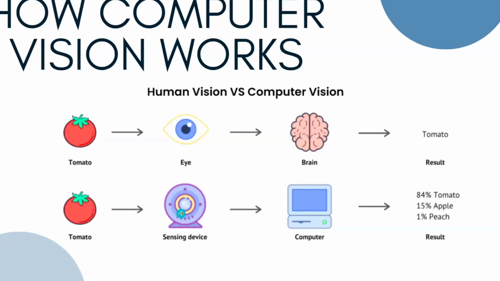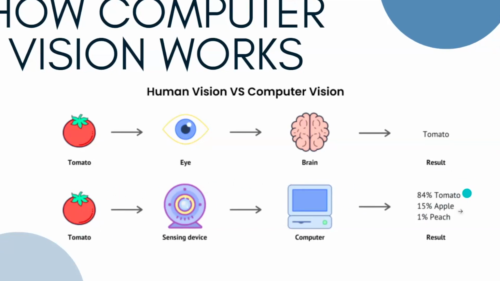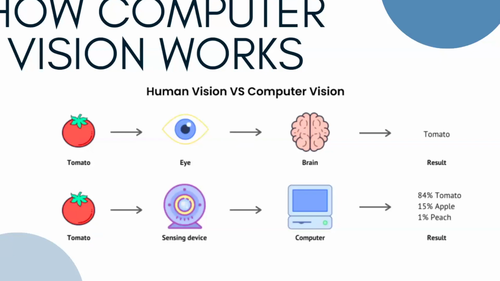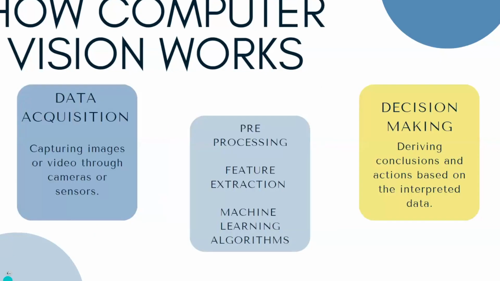And after capturing that data, the information goes into the computer. In the computer, we've built a machine learning model to understand what it is that we are looking at, and then we have a result or a prediction, or the probability that a certain image we look at is a tomato or an apple or a peach, etc. Right? So this is a high-level overview of how it works.